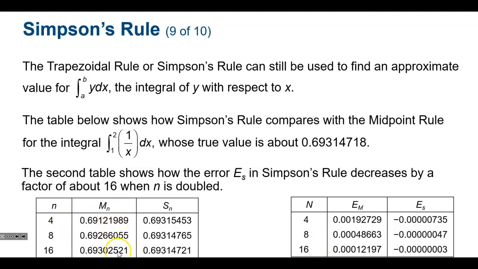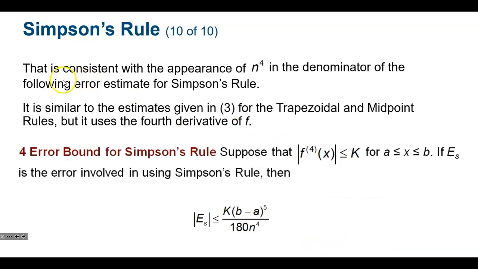So again, here you're comparing the area for the midpoint rule and Simpson's rule when n is increasing from 4, 8 to 16. And over here, when you're talking about the error of the midpoint rule and Simpson's rule, you can see what's happening as n increases from 4, 8, and 16. Now, that is consistent with the appearance of n to the fourth in the denominator of the following error estimate for Simpson's rule.